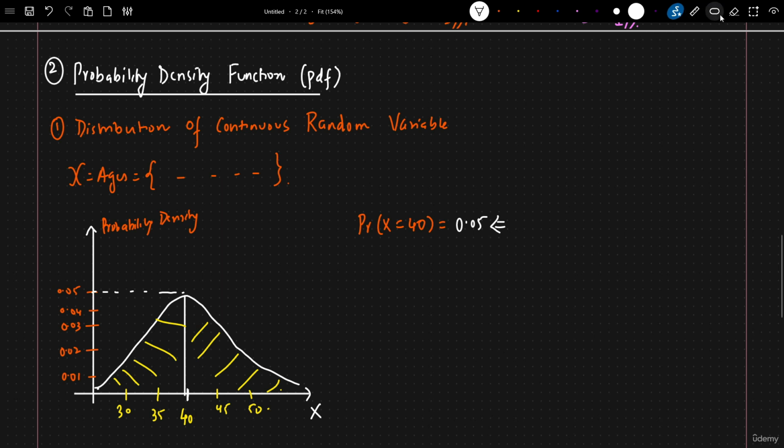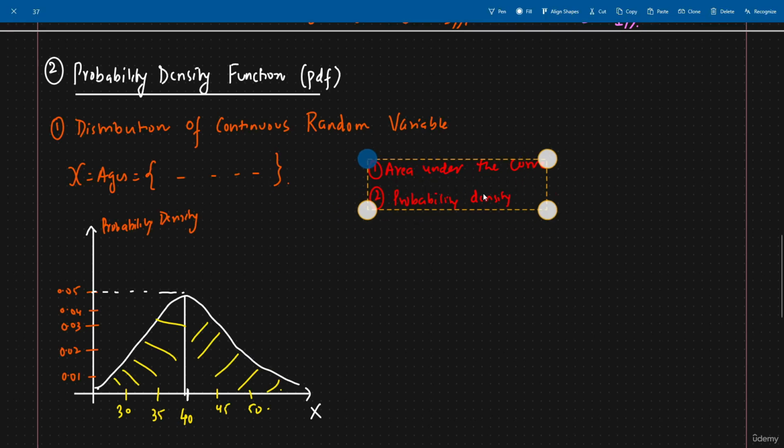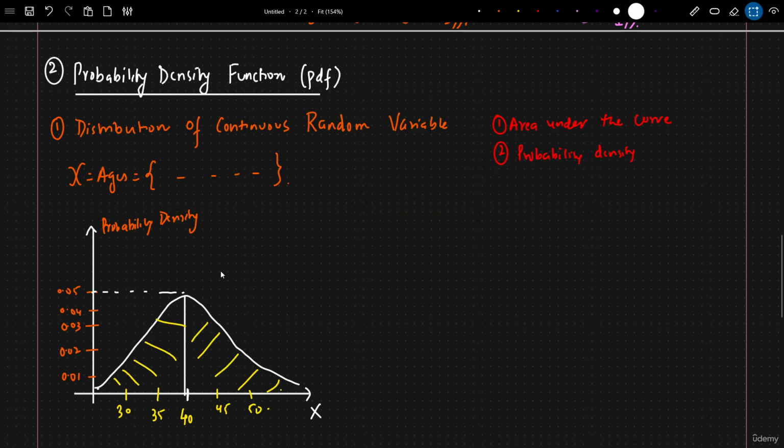With respect to this PDF, I will also talk about one very important concept, which is called area under the curve. And the second thing I will discuss is a very important topic: what exactly is this probability density and how is this value calculated. So these two topics we will discuss now.